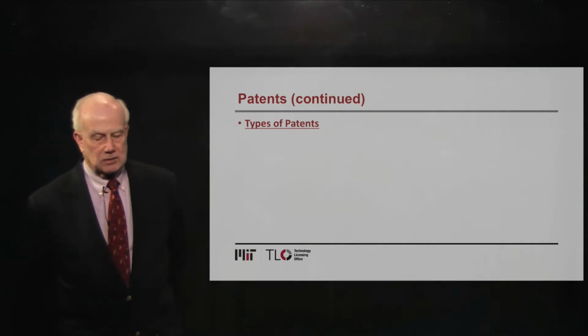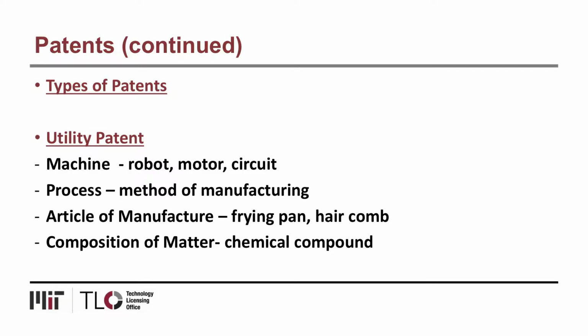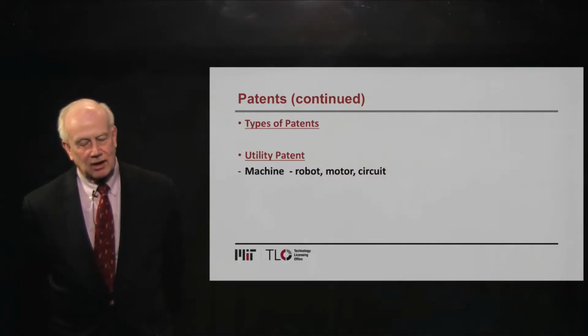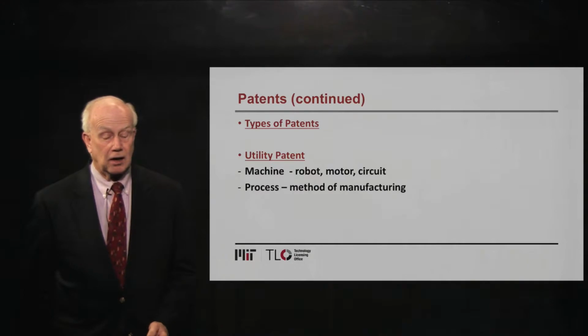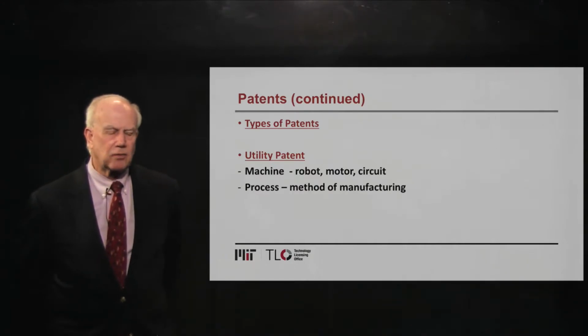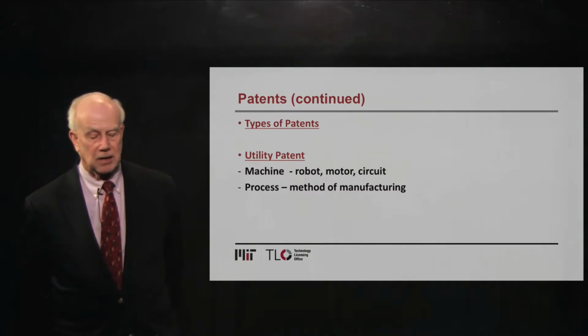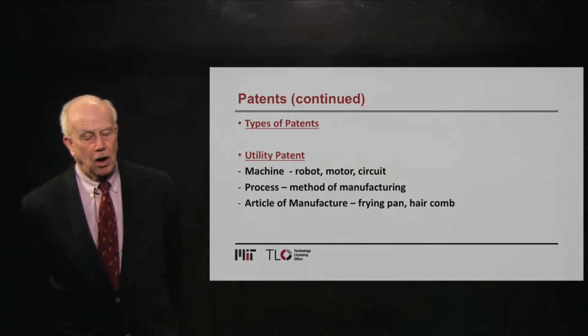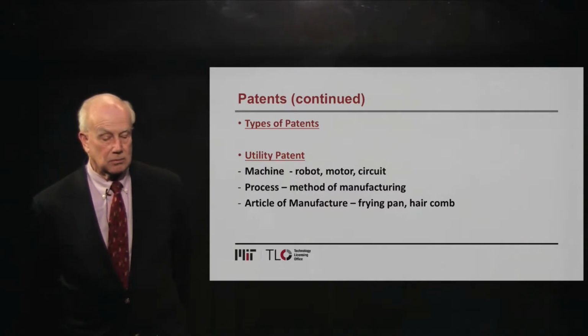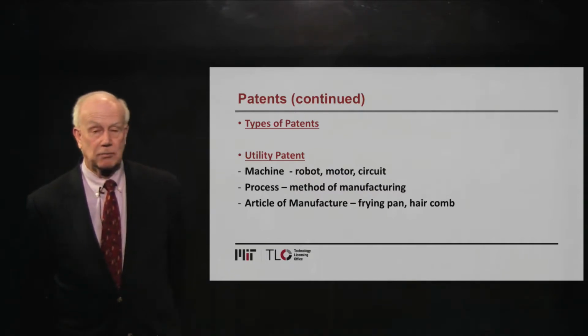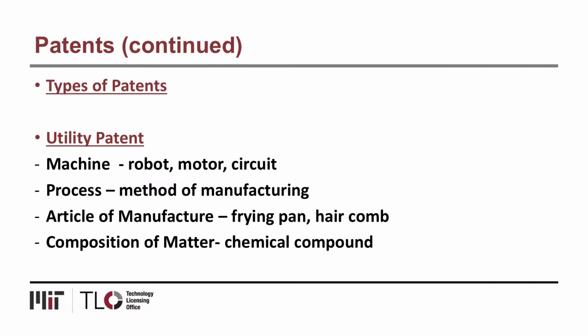The various types of patents, the ones that we here at MIT are most familiar with are called utility patents. Utility patents cover machines, which could be robots, motors, or circuits, processes, in other words, the method for making something, method of manufacturing being an example of a process patent, articles of manufacture, things that come out of the manufacturing process rather than the way you make them, such as a frying pan or a hair comb or something that ends up being made. Composition of matter is another type of patent, and this would be chemical compounds, for example.